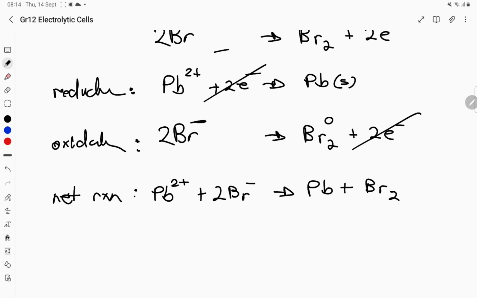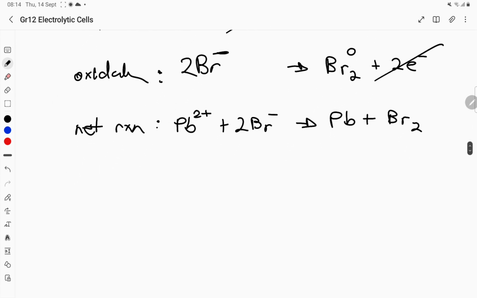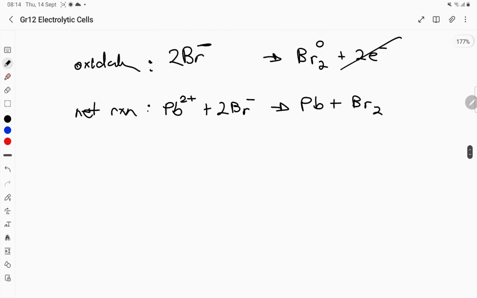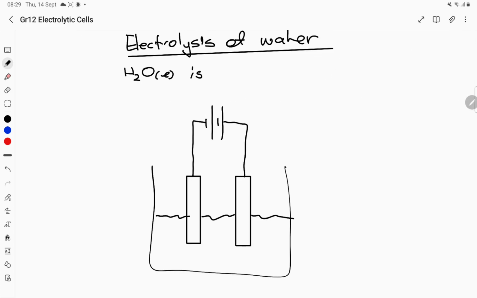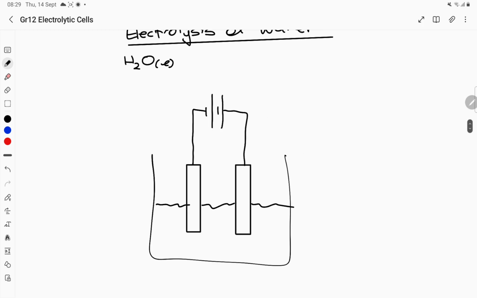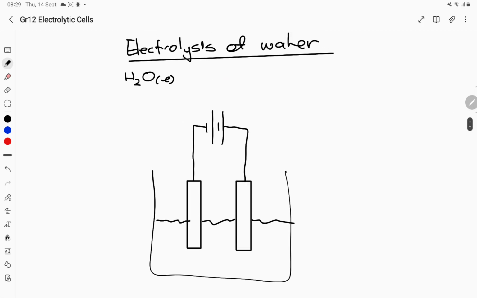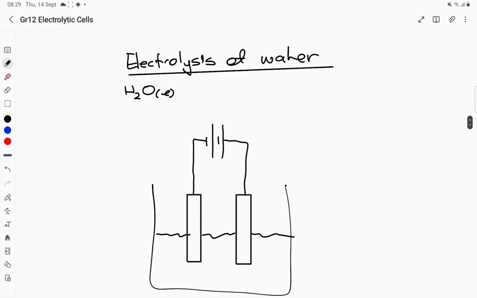Right, so let's go to the next thing we can look at, which is the electrolysis of water. Water is a poor conductor of electricity. So we can't just put water in and pump current through it and expect it to work, because it's kind of like an insulator. So we put it in an electrolyte of sulfuric acid to increase the concentration of ions so that the reaction can actually take place.